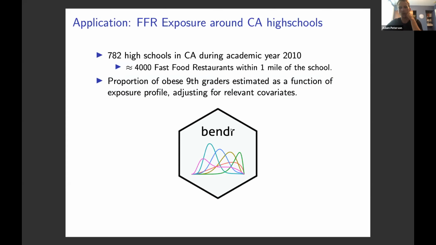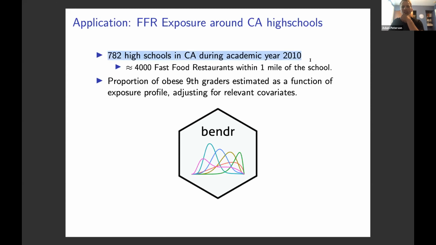including the exposure profiles as well as other relevant covariates, like the school's SES status, the median income of adults within the same census tract as the school, the number of students at that school in free or reduced price meals, things of that nature that we think might also explain obesity, right? We're trying to isolate the effect of fast food restaurant exposure.